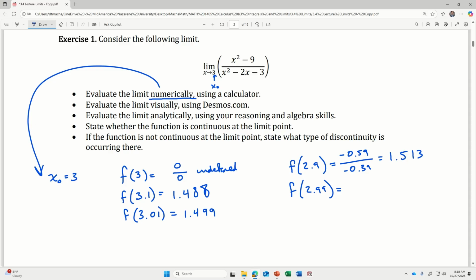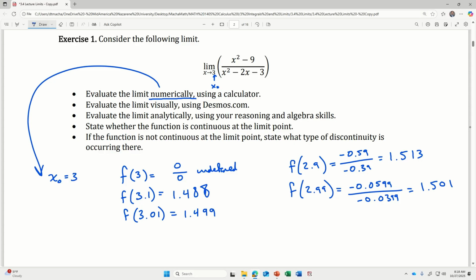2.99 squared minus 9 is negative 0.0599. 2.99 squared minus 2 times 2.99 minus 3 is negative 0.0399. It's going to be 1.501.